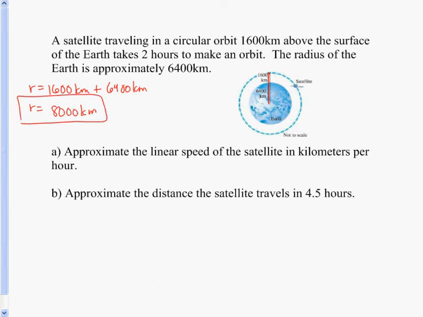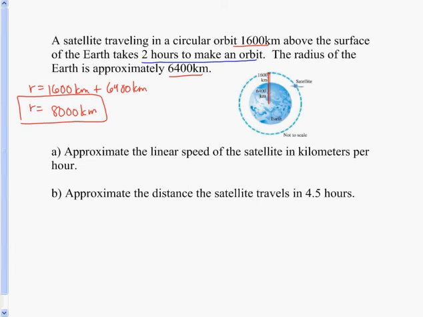We need to hold on to that. We just added the two distances together to give us the radius from the center of the Earth all the way out to that satellite in orbit. So that is what this information and this information handed us. Now we have another piece of information. We have 2 hours to make an orbit. Okay.